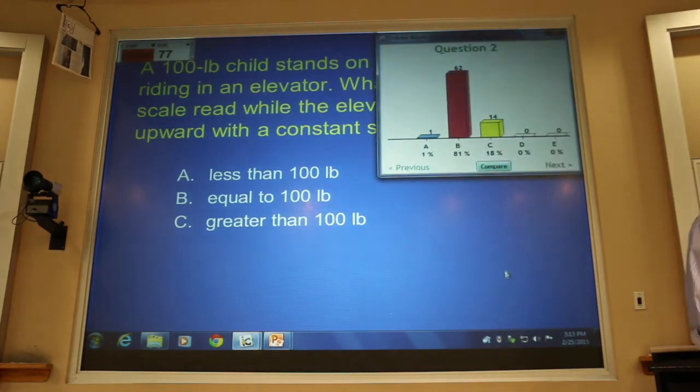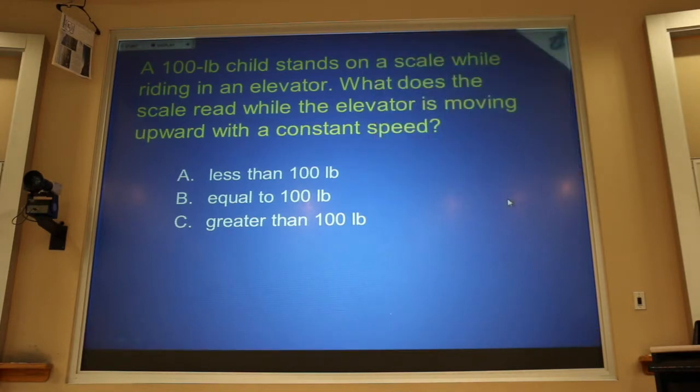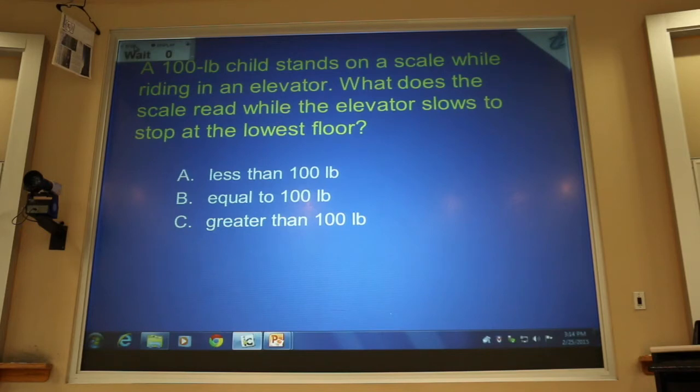Good, the answer is B. Okay, now let's try another one. This time it's the same child on the same scale, but the elevator is arriving at the lobby, at the lowest floor, and slowing to a stop. So the question is, does the scale read less than 100 pounds, equal to 100 pounds, or greater than 100 pounds?